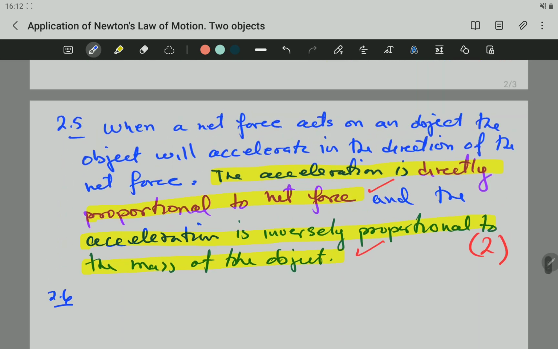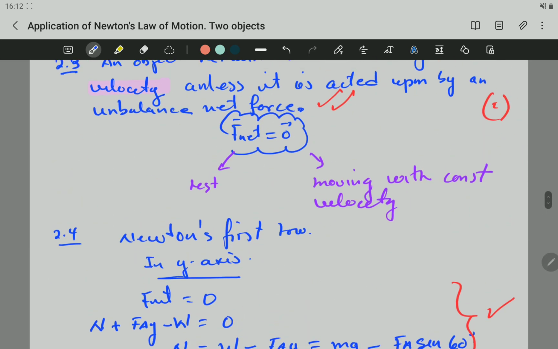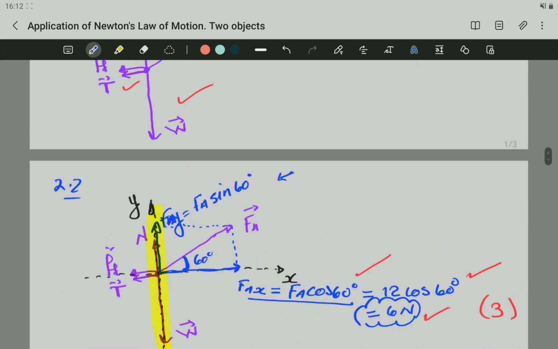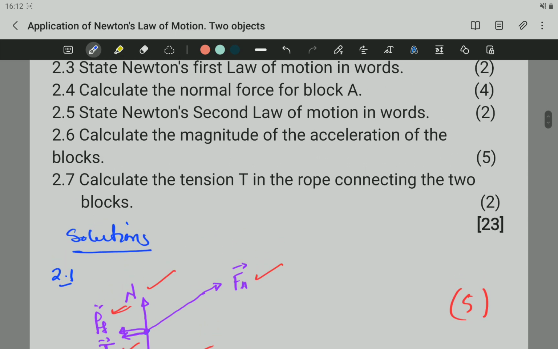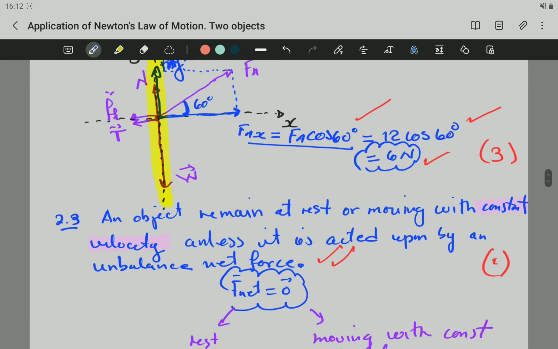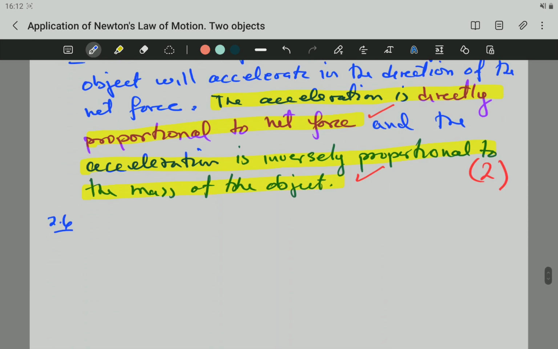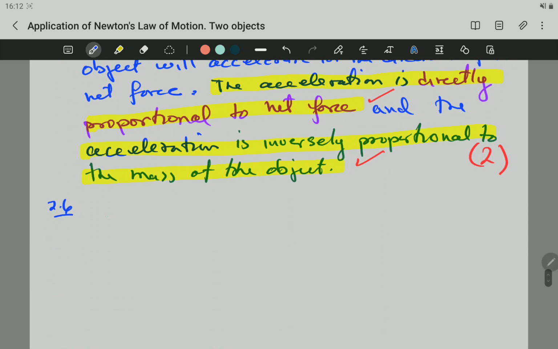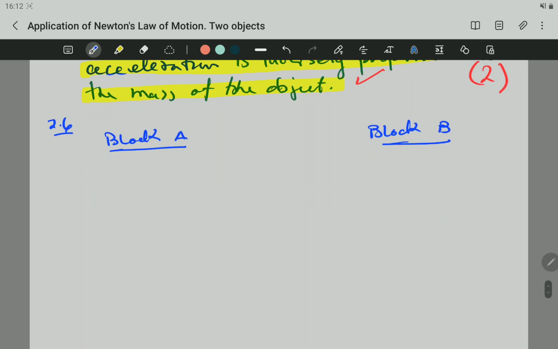Now question 2.6 is a tricky one here. Question 2.6 said, calculate the magnitude of the acceleration of the block. To do this, we have to work with both blocks. So you are going to write on one side block A, and on the other half of the page you're going to write block B, and you are going to work separately for each block.